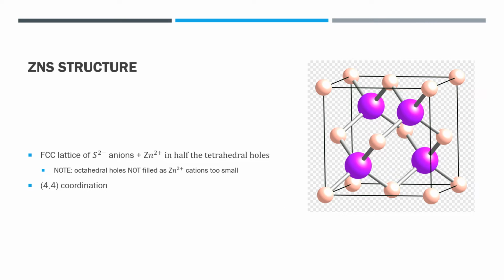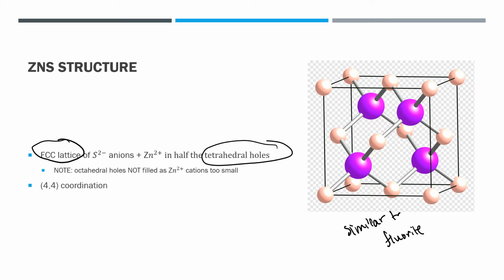Now let's talk about the zinc sulfide structure, and this is really similar to the fluorite structure, except you can see that only half the tetrahedral holes are filled. So really similar to fluorite, we have the same idea going on, right? We have an FCC lattice, and then we have tetrahedral hole filling, right? But you notice that zinc sulfide is in a 1-to-1 ratio, right? So this immediately sort of tells us that only half of these tetrahedral holes can be filled.